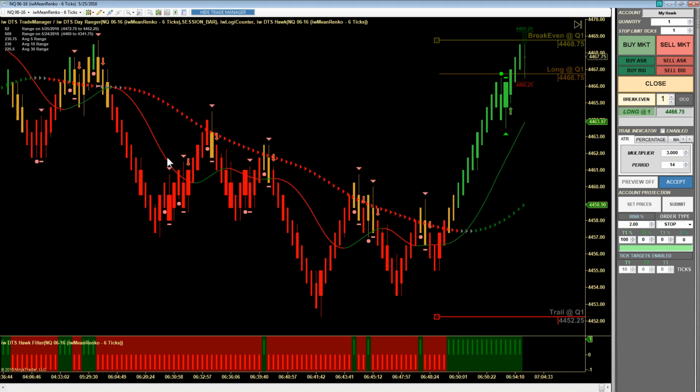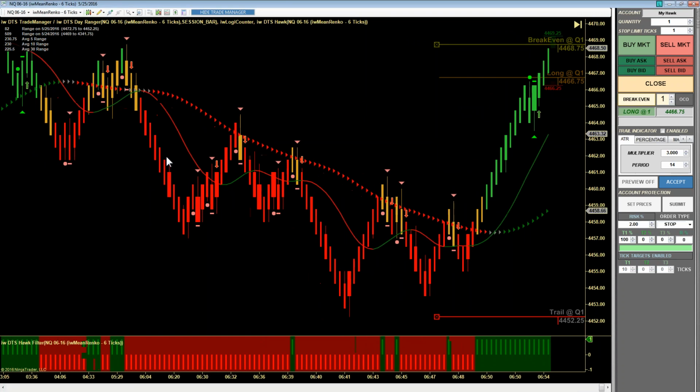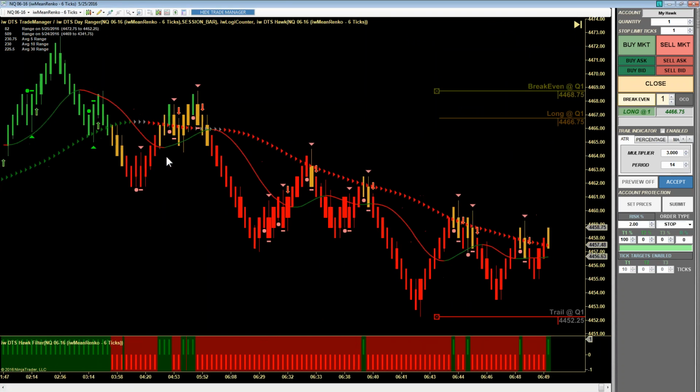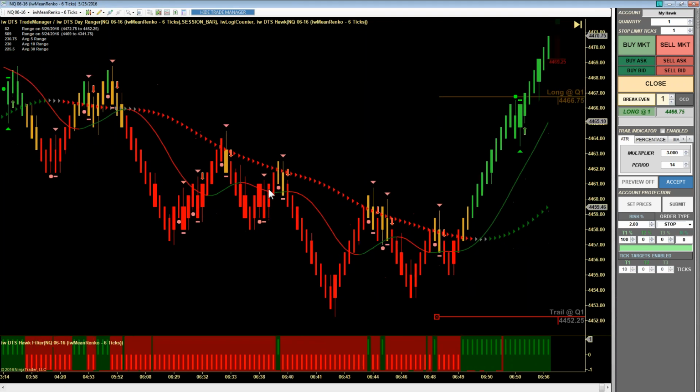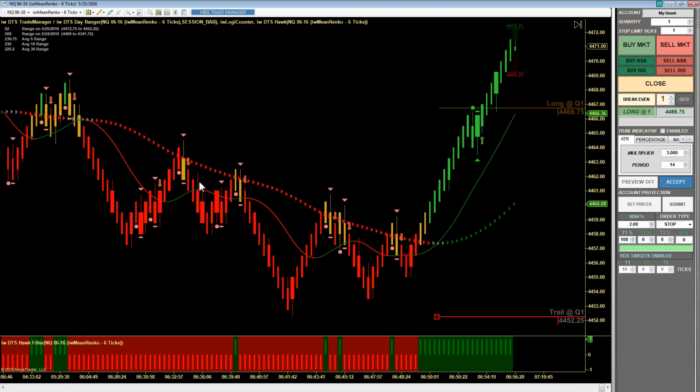Traders often ask, how do you trade a choppy market? And the DTS system is very good at picking up chop. Here with the Hawk, I can tell you the market's getting choppy because of all these yellow bars. Yellow bars on the Hawk scalper, and the scalper, of course, is designed to pick up short-term moves. So if you're getting yellow bars on your short-term, you know that the market is starting to get kind of sideways, kind of choppy. The best way to trade a choppy market is to avoid it, really.